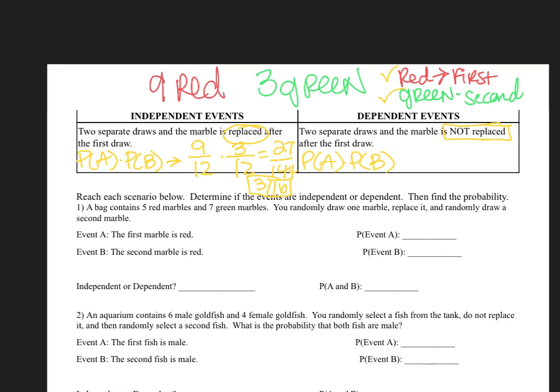Find the probability of A, which is finding a red marble. So I have 9 over 12 times... Now I'm not replacing that marble, so I'm assuming now there's 11 marbles in there. I'm working with 3 green, so I'm keeping 3 over there because my first one I'm assuming was a red one, and I'm assuming a red one is the one I took out. So 27 over 121, and I'm going to leave that because it doesn't simplify.